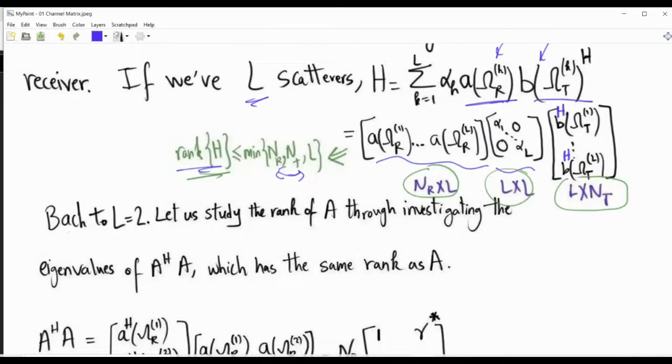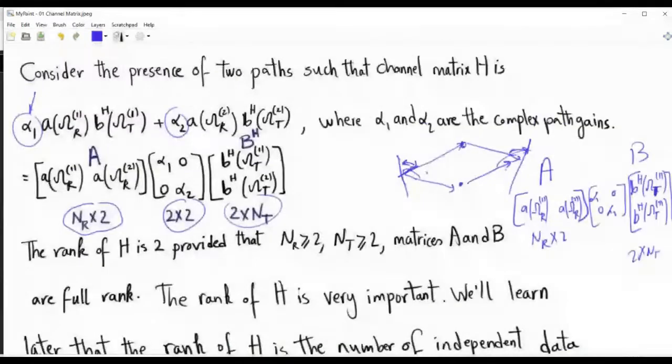Here I said that the rank is less than or equal to the minimum of these three quantities. Can it be strictly smaller than those? In other words, like in the 2 by 2 case, the rank is 2 or 1, but can it be 1? And what is the situation in which it is 1? We have 2 scatterers, but the performance is as if we just have 1 scatterer. So what will make this rank equal to 1?